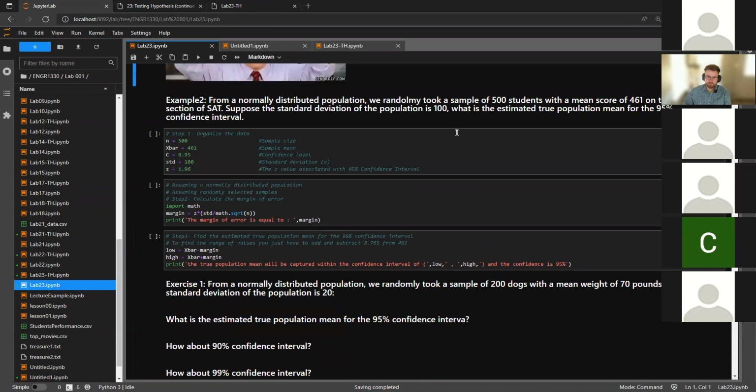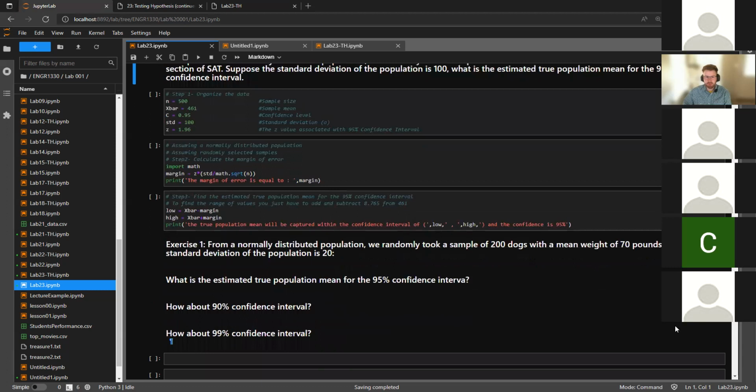Let's do another example. From a normally distributed population, all of the stuff we've just been talking about only works on the normal. So we have that. We randomly took 500 students with a mean score of 461 on the math section of the SAT. Suppose the standard deviation is 100. What is the estimated true population mean for the 95% confidence interval? So what this is asking is, we know this is a normal distribution.